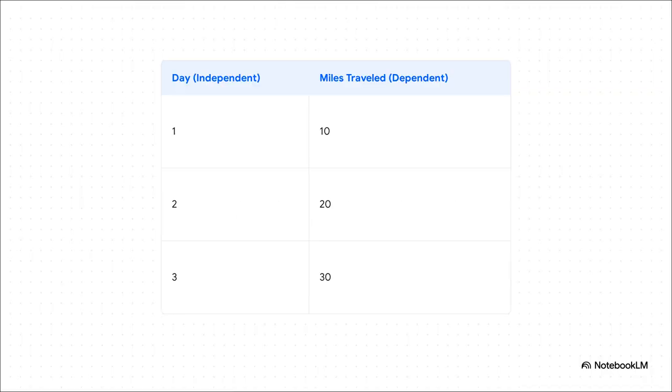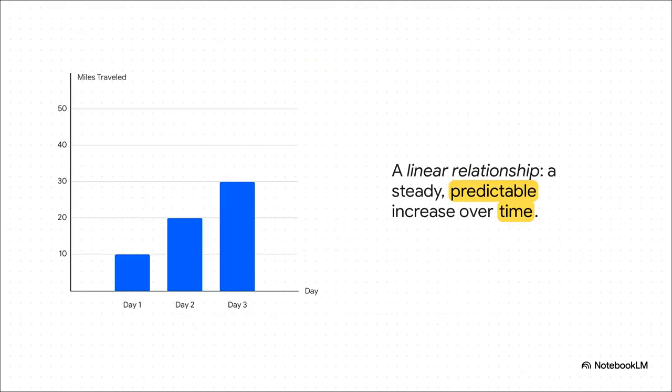So the first example is Moses leading the Israelites out of Egypt. In this story, the number of days is the independent cause. I mean, time is going to pass no matter what, right? And the miles they travel, that's the dependent effect. It's the direct result of each day's journey. And as soon as you plot this on a chart, the relationship just jumps out at you. It becomes so obvious. You don't even really need the numbers to see the pattern, do you? It's just a steady, predictable climb, a perfect picture of a linear relationship.